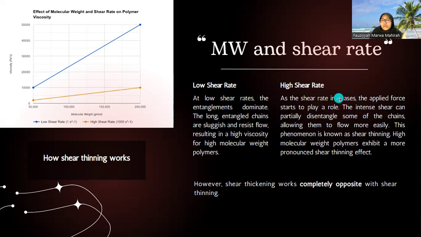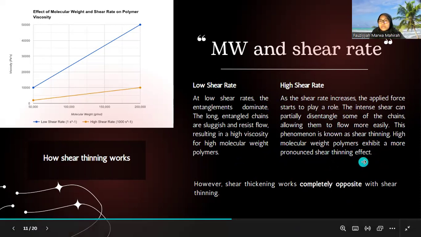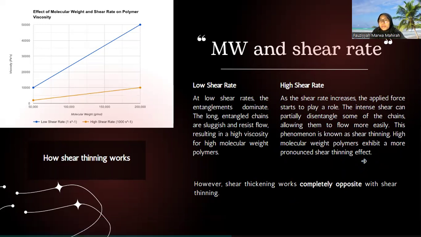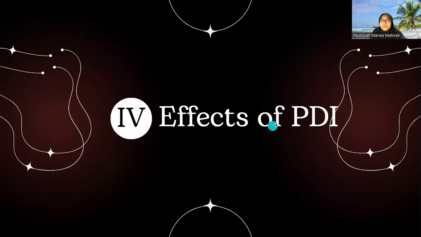As you can read in here, as the shear rate increases, the applied force starts to play a role and then partially disentangles some of the chains, allowing them to flow more easily. And this is called shear thinning. But definitely in shear thickening, it works completely opposite. But since we're talking about polymer, we're going to talk about shear thinning. So that's how it works.